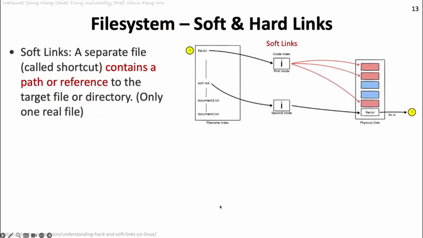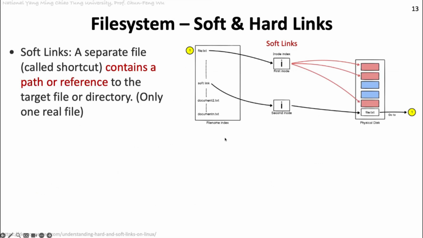So there are also some concepts like soft links and hard links. I think it's quite interesting, so I just put it here. Soft links are just like a shortcut, whether in Windows or Linux. A soft link is a separate file containing a path or reference to the target file. So this is only a reference, not really a new file. You can think about it like this.